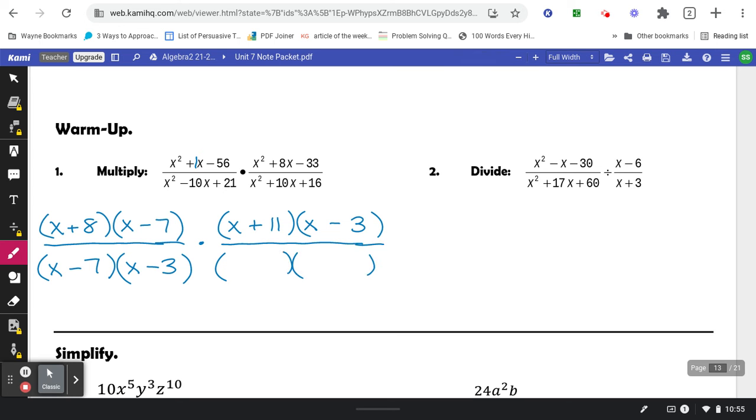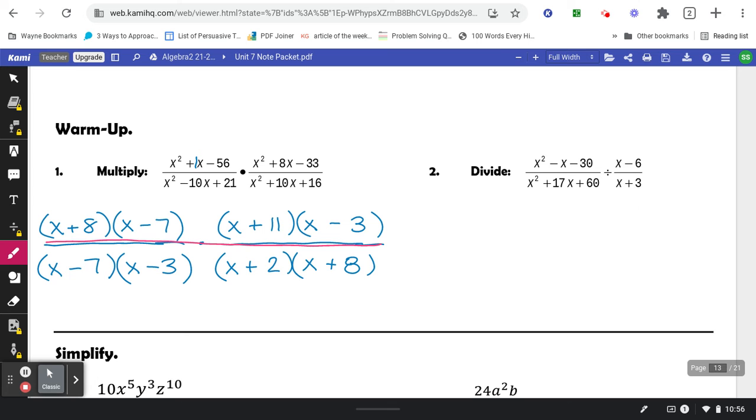In the denominator, numbers that multiply to 16 and add to 10. That's going to have to be 2 and 8. All positives means both of those signs are going to be positive. And then because we're multiplying, we have one big problem here. So it's almost like that's all connected.